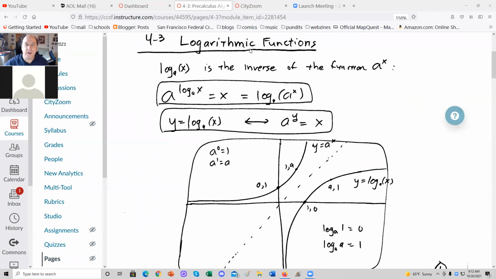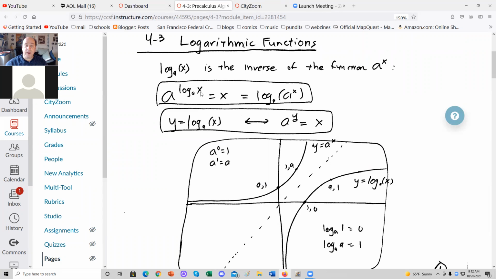All right. For today, we'll be going through sections 4.3 and 4.4. 4.3 will be covering logarithmic functions, and 4.4, the laws of logarithms. We start with log base a of x, where a is a subscript. It's the inverse of the function a to the power x. This is a logarithm base a. This is the exponential base a. Inverse means that they undo each other.